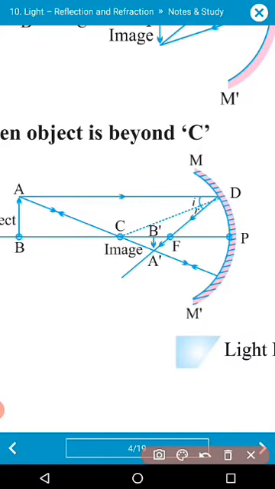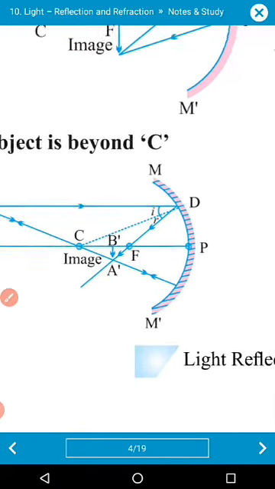Understood? So see here, the first ray must pass through the principal focus and the second ray must pass through the center of curvature. Understood? So due to the intersection of these two rays, the image will form over here. Understood? Fine. Let's go to the third case.